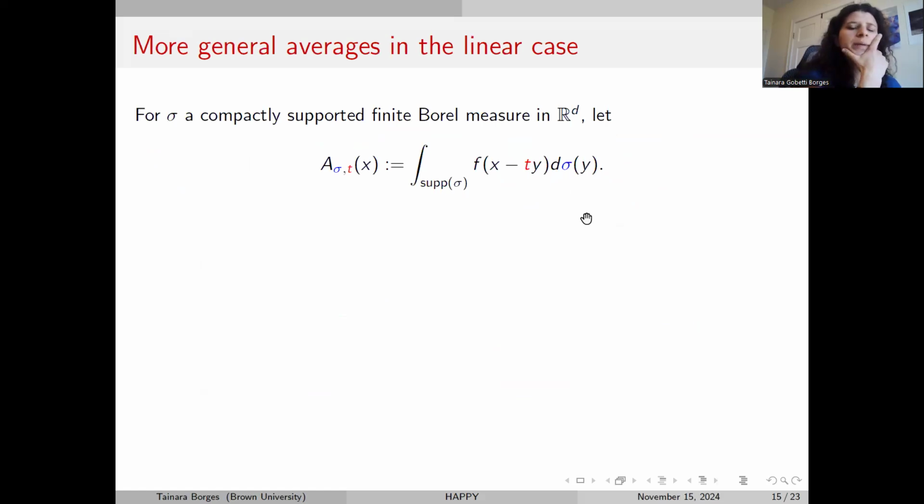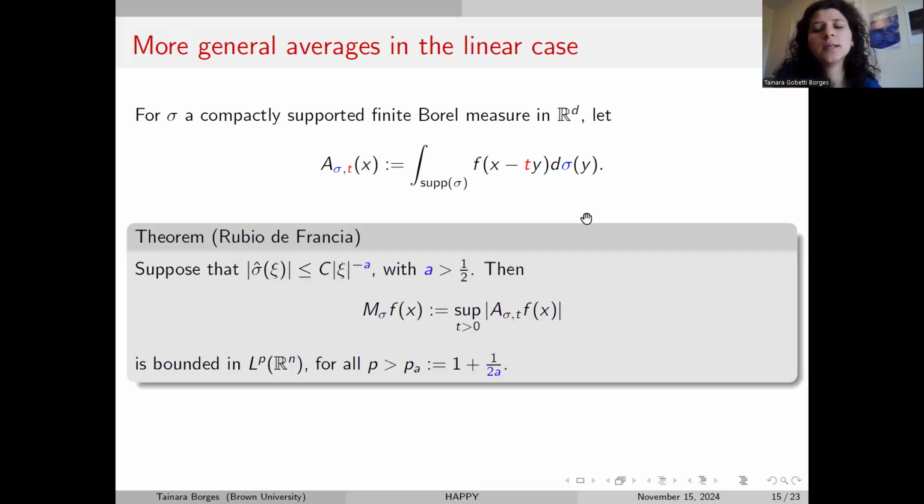Now I want to tell you something about more general averaging operators. There is no reason for us to restrict ourselves to the unit sphere, right? We could take a compactly supported finite Borel measure sigma. It's going to have a certain support. We could define a spherical average around x of radius t the same way as before, just replacing the measure with this new measure. And there, imagine you take the associated maximal function to this notion of spherical average. So this would be the supremum over all t's of the averages that you could have around the point x.